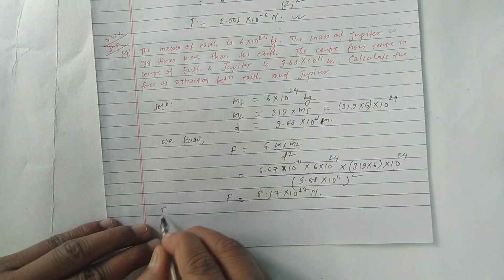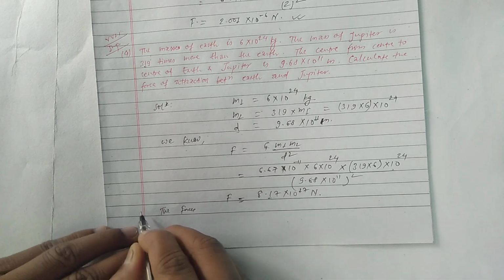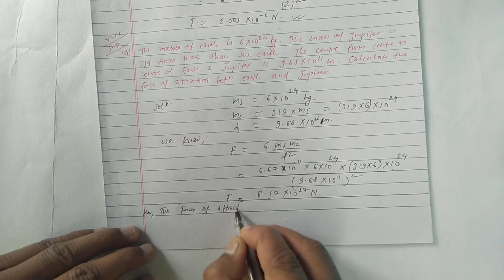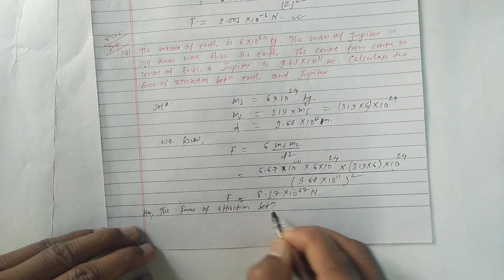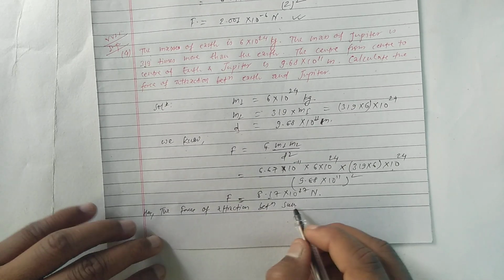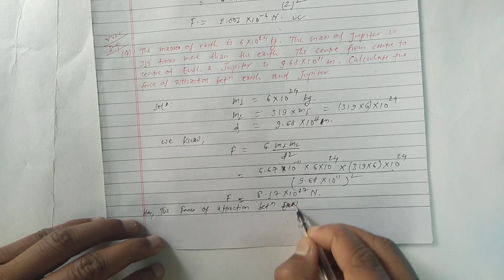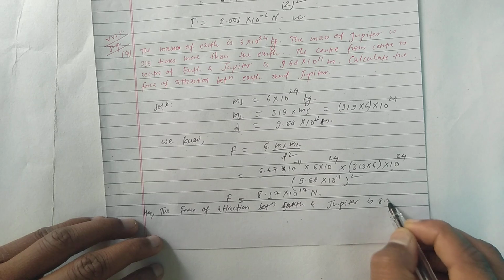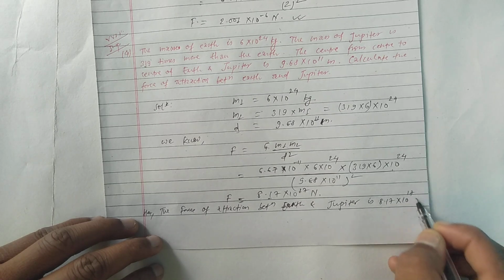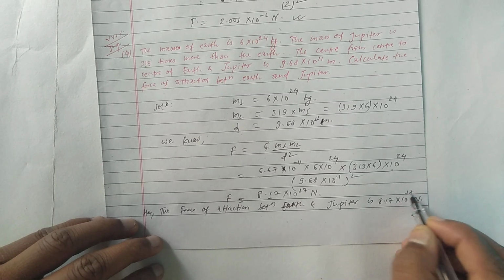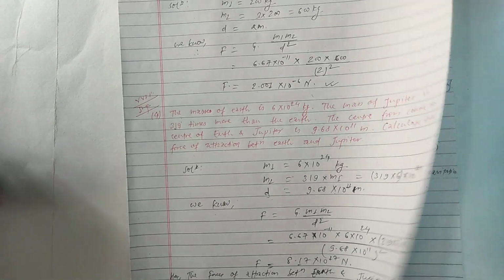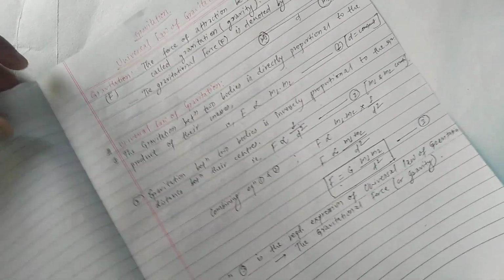Hence the force of attraction between the earth and Jupiter is 8.17 into 10 to the power 70 Newton, which is our required force of attraction. Okay, so this is our question number 4. Now let's do the next question, that is question number 5.